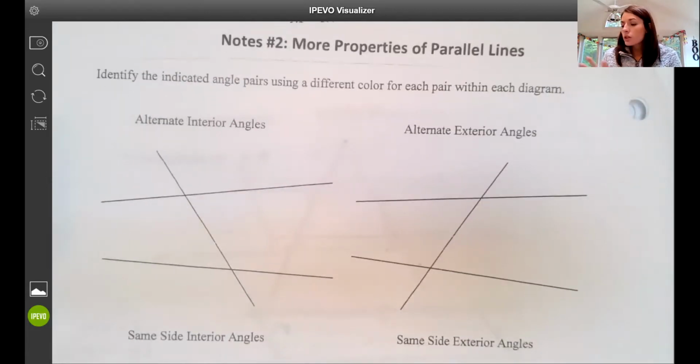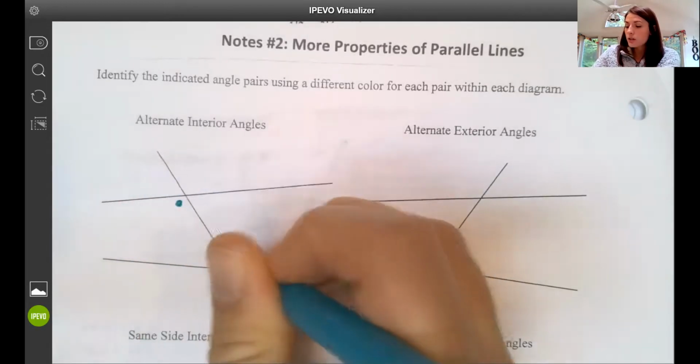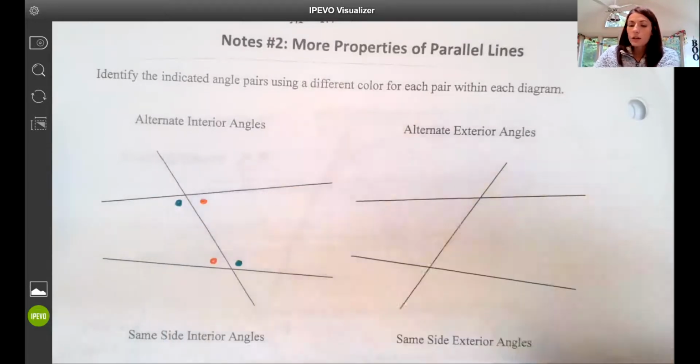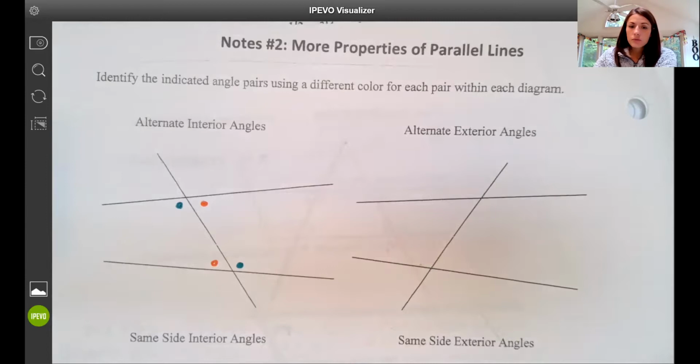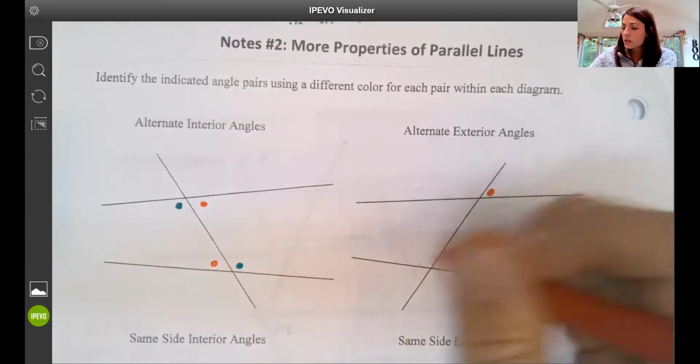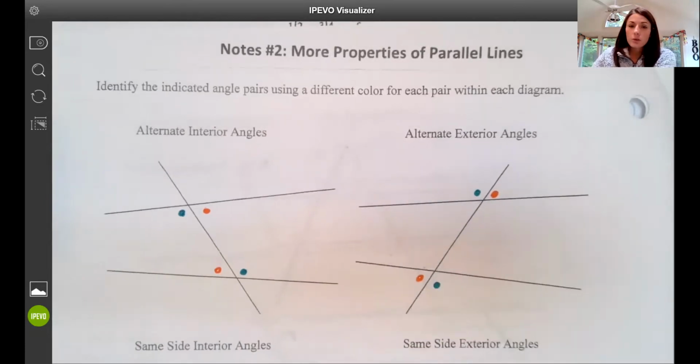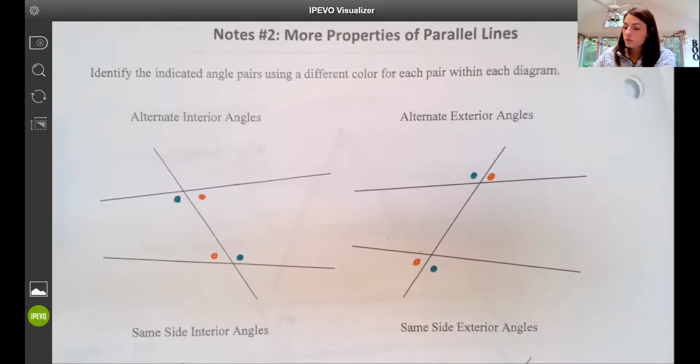Okay, so if you do have the notes packet, we're on page 4, and we're going to look at notes number 2. The first page is really quick, and this is honestly just a reference for you. I'm going to mark on here any pairs of alternate interior angles, and I'm just going to use 2 different colors. So these angles would be alternate interior, and then here's another angle pair that's alternate interior. Same idea for exterior. So this angle with this angle, or this angle with this angle. Those would be my alternate exterior pairs.